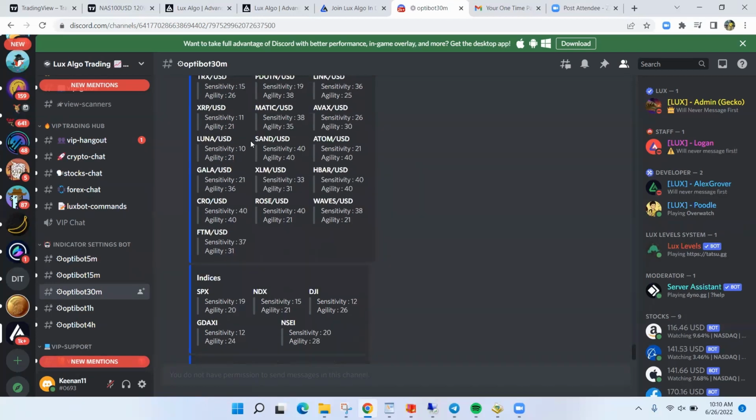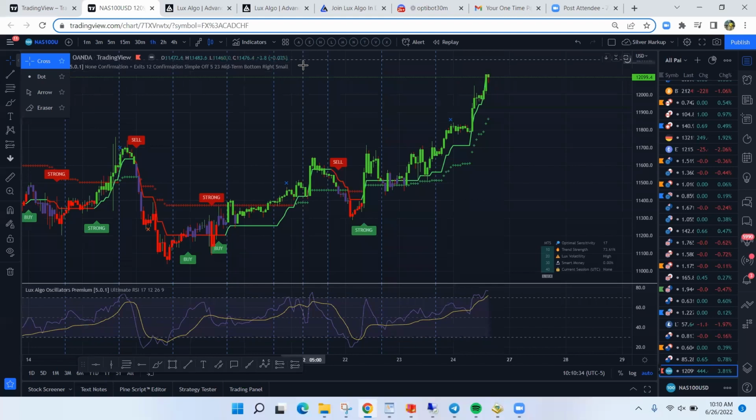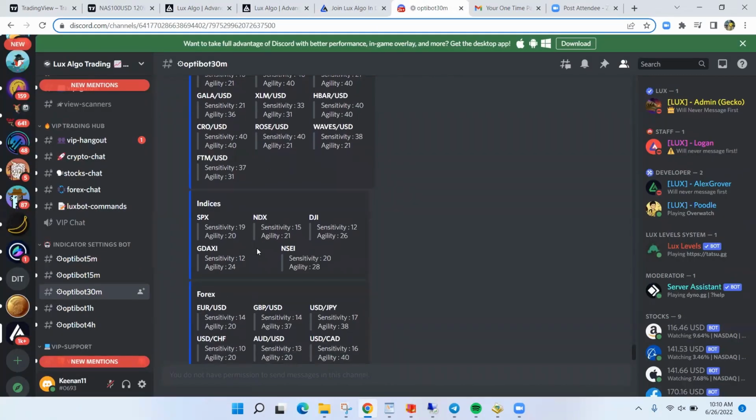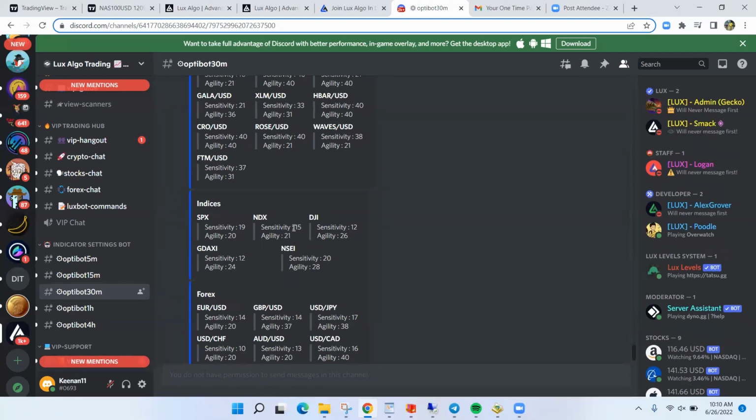But it'll tell you how to optimize your Lux Algo premium indicator. So, for example, I'm on NASDAQ. Let's see if I can find NASDAQ settings. It's indices, so I believe it's NDX. Yeah, it's NDX. So 15 and 21 would be its most optimal settings for that particular index.